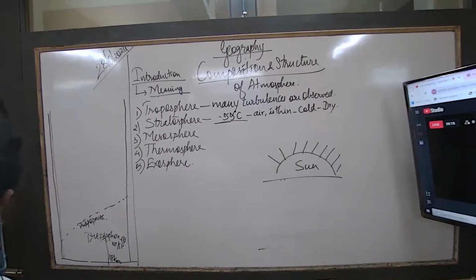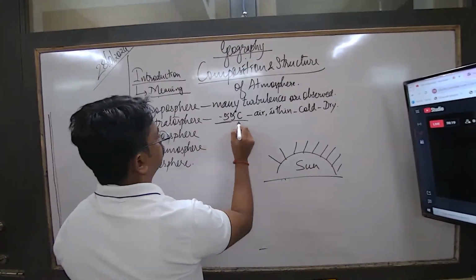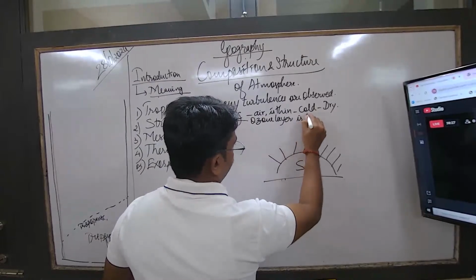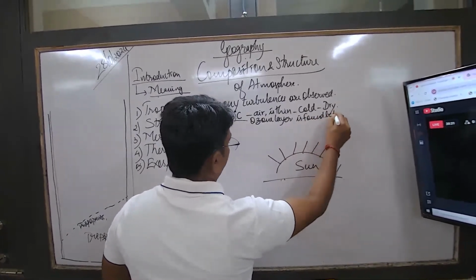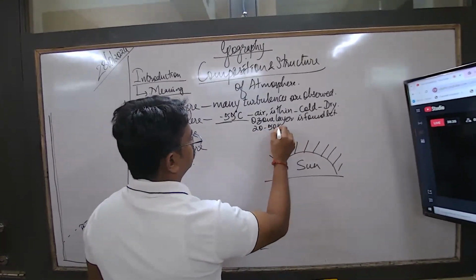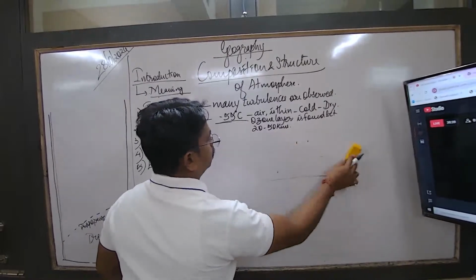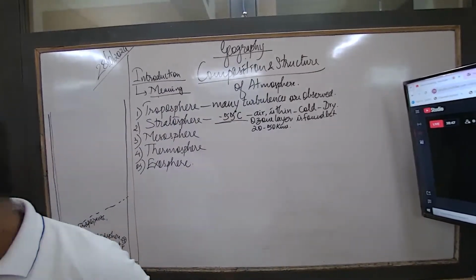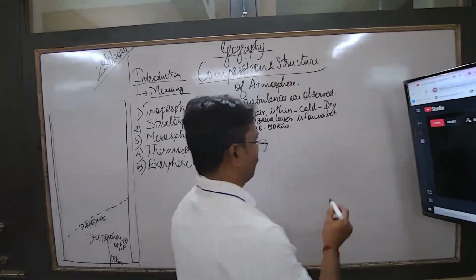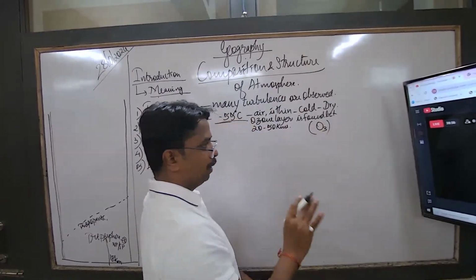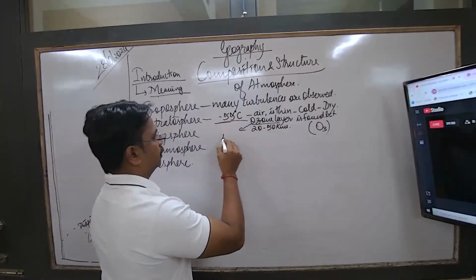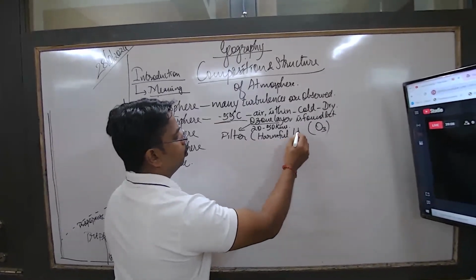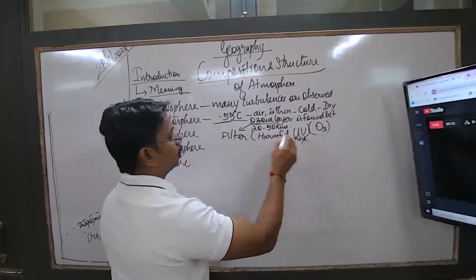Next. The ozone layer is found between 20 to 50 kilometers. What is this ozone? It is O3, a form of oxygen. Normally we call ozone a filter. Filtering what? The harmful rays of the sun. UV rays. What are UV rays? Ultraviolet rays, which can be very dangerous.